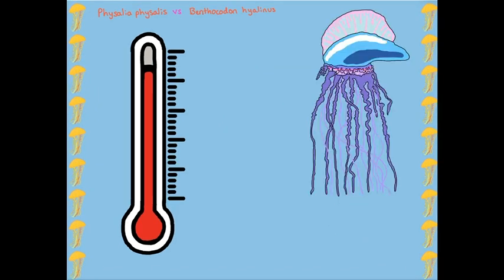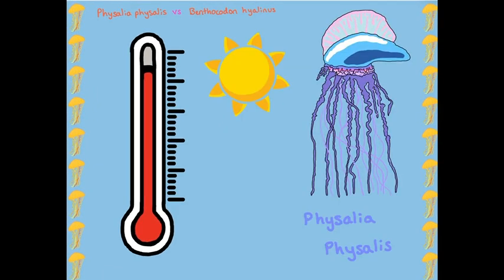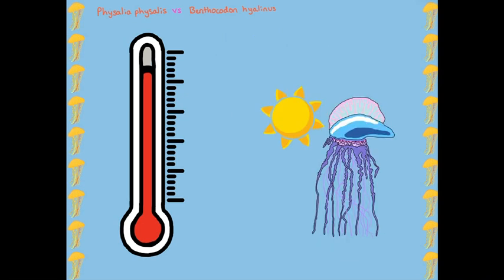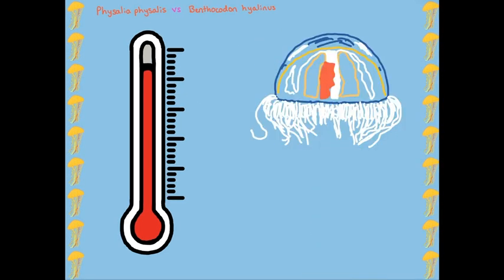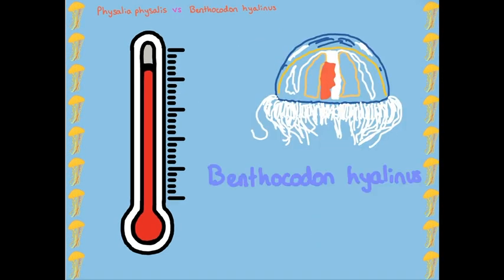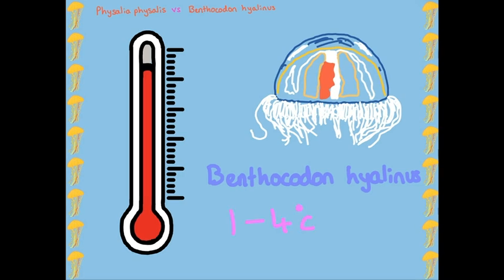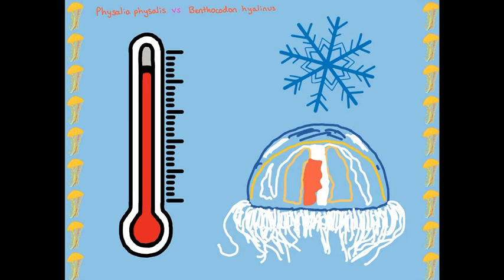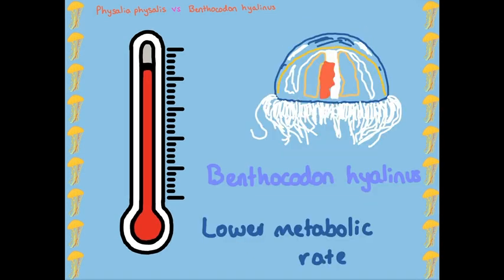Physalia physalis prefer warmer surface waters, with temperatures typically ranging from 20 degrees to 28 degrees. They are sensitive to cold temperatures and may not survive in cooler waters. Benthicodon hyalinus, however, thrive in cold temperatures. The deep ocean is usually near freezing, between 1 to 4 degrees, and they are adapted to withstand these cold conditions as they often have a much lower metabolic rate compared to surface-dwelling species.